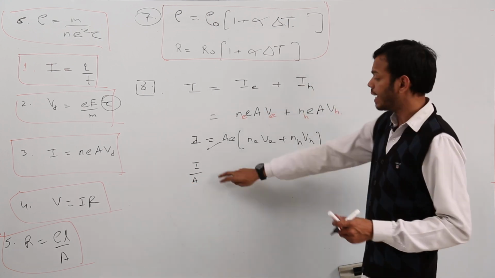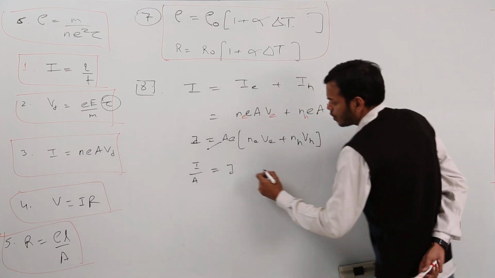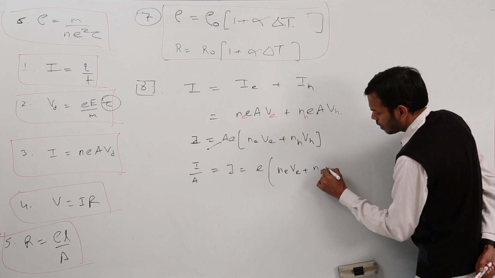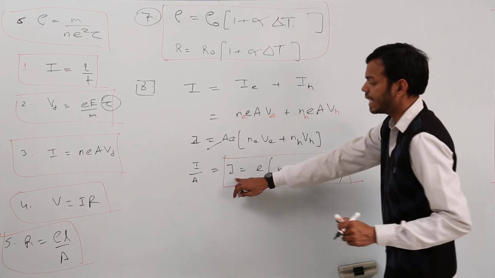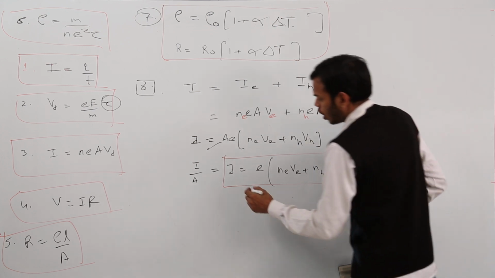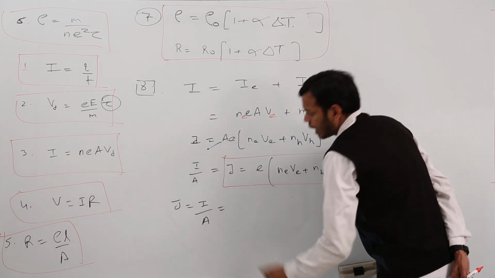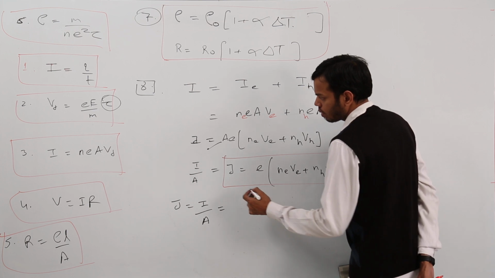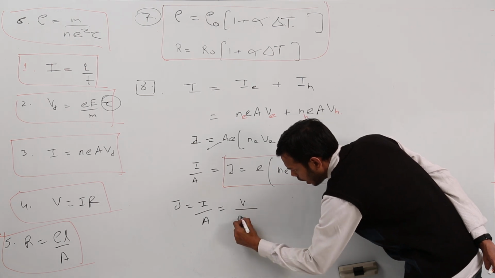What is I upon A? Current upon area of cross section through which current is flowing is called current density. So this will be equal to J, which is equal to e(nEVe plus nHVH). Mark this formula. This is one of the formulas for current density in terms of drift velocity and charge density. Moving on. We have J equal to I upon A. See the steps involved. I equals V upon R, since V equals IR. So I equals V upon R.